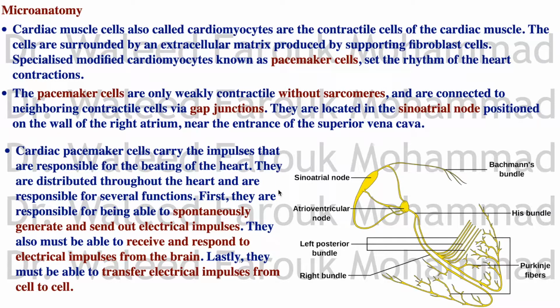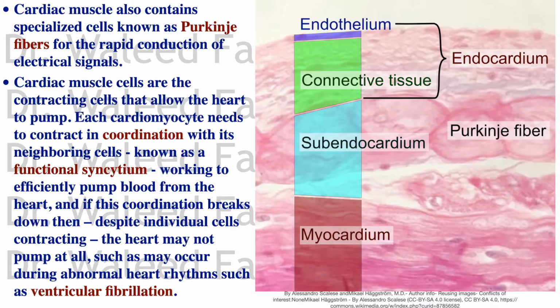And lastly, they must be able to transfer electrical impulses from cell to cell by means of the gap junctions present in the heart and the intercalated disks that transmit contractions between the various cardiomyocytes of the heart. The heart also contains a continuation of the SA node of the nodal tissue, which is the Purkinje fibers, to spread it all over the ventricles.